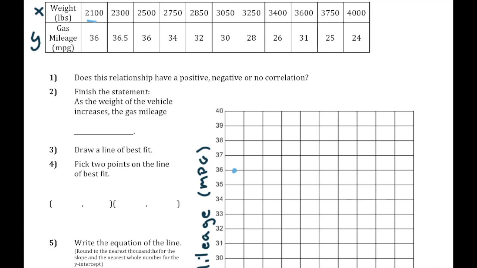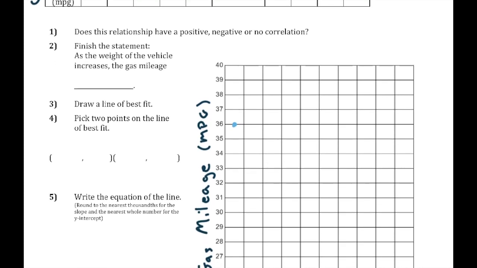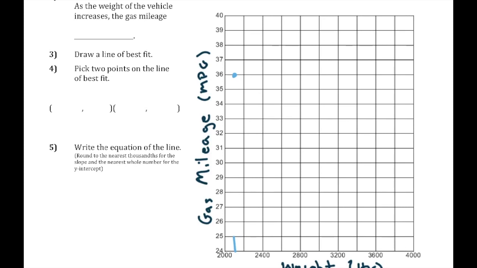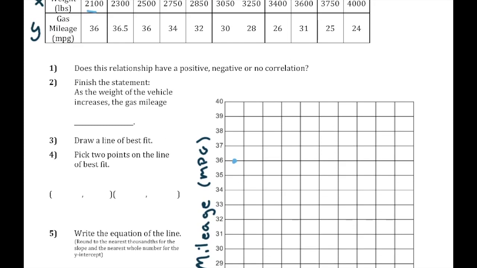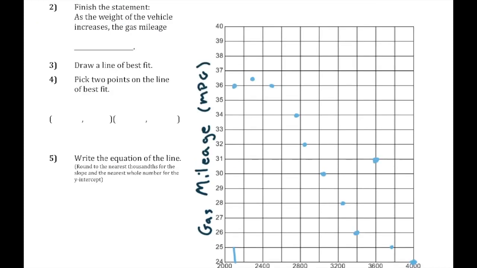I'm going to do the same thing on the next one, 2,300, 36.5. So 2,300 will be in the middle of the next box. We're going to go up to 36.5, so about here. And then do your best to graph the rest of these. We've graphed the first two. So go ahead, pause the video now and graph these.